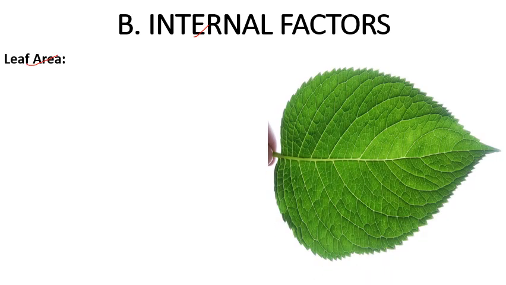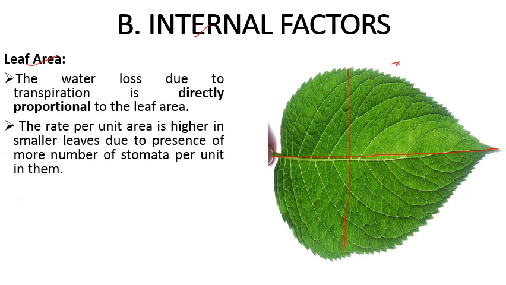Next comes internal factors. It first includes leaf area. How can we calculate this leaf area? We simply measure the length and breadth, and by multiplying these values we get the leaf area. The water loss due to transpiration is directly proportional to the leaf area. Greater the leaf area, greater is the rate of transpiration.